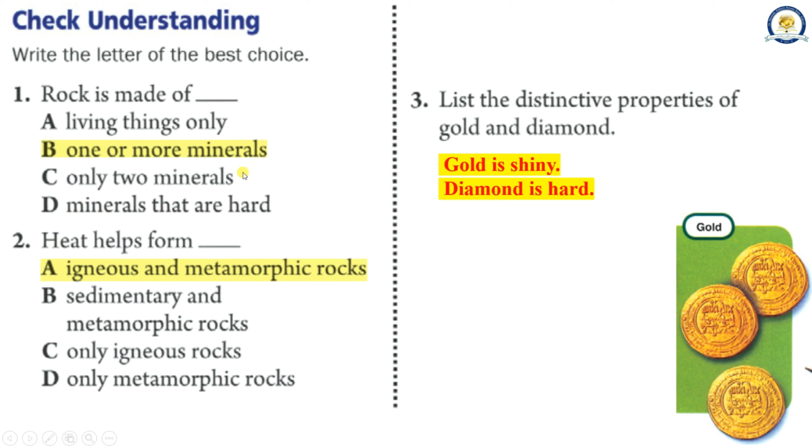One or more minerals. 2. Heat helps form A. Igneous and metamorphic rocks. B. Sedimentary and metamorphic rocks. C. Only igneous rocks. D. Only metamorphic rocks. Correct answer is A. Igneous and metamorphic rocks. 3. List the distinctive properties of gold and diamond. Gold is shiny. Diamond is hard.